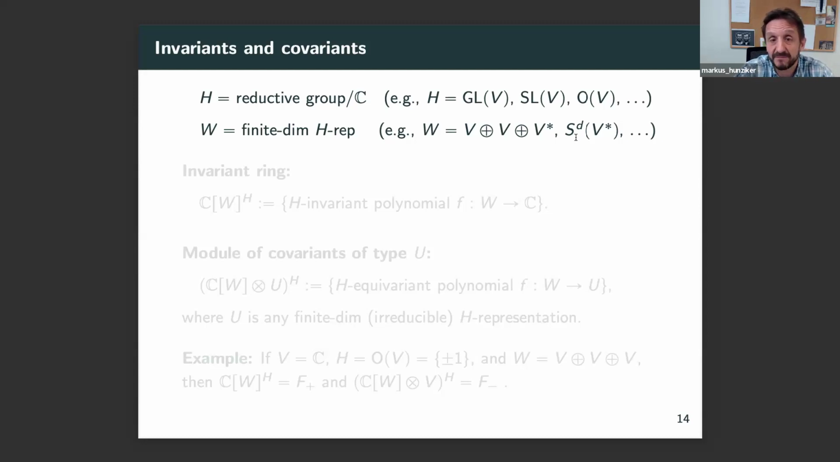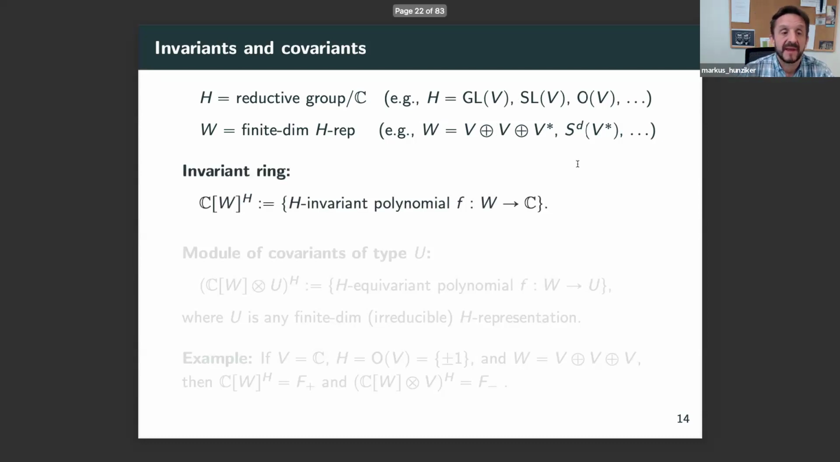Think of something that's made from V. This is sort of the natural representation, like a bunch of copies of V and a bunch of duals. Or if you're really a classical invariant theorist from, say, the 19th century, you would have looked at forms of a given degree on V. So these are the kind of representations for now that we look at.